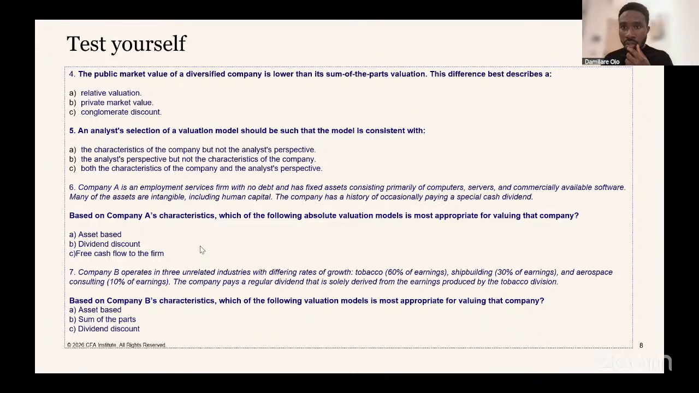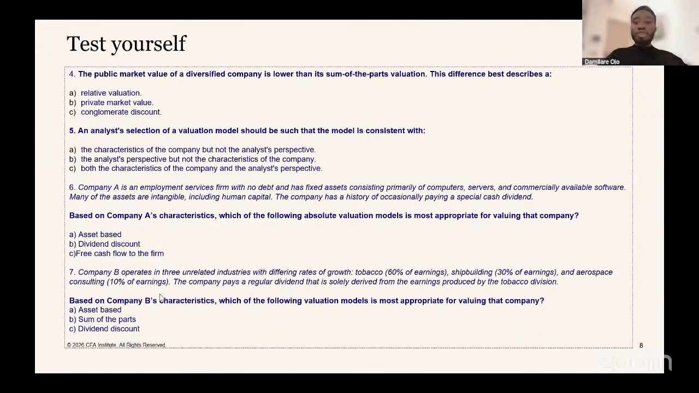Okay, so 7B, 7B, 7B. It says, please reconfirm the answer to 5. I think someone has answered. 5 is C, both the characteristics of the company and the analyst perspective. Okay, and then I see 7B. 7B is correct.